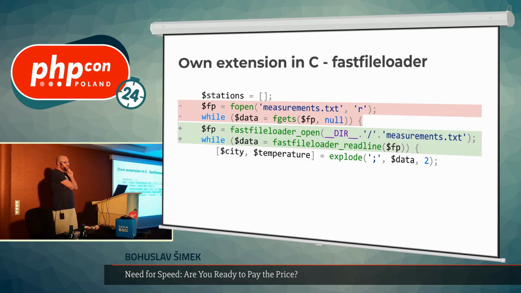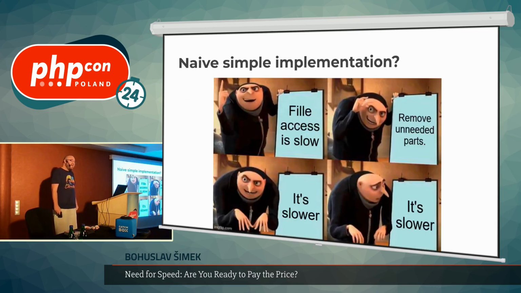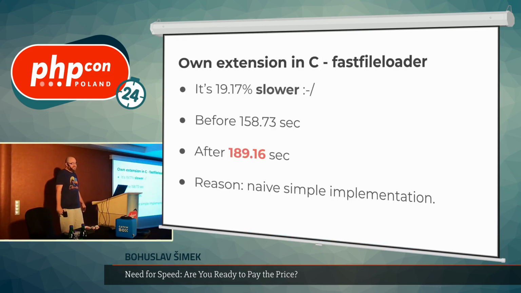Then I started to be a little bit frustrated, and I decided that it was time to rewrite the file access and use my own extension in C. Because, again, reading from files in PHP needs to implement the streams and a lot of other things. So I did it. Well, it wasn't a success. Of course, I removed a lot of the unneeded things, but it was still slower. By around 20%, to be frank.